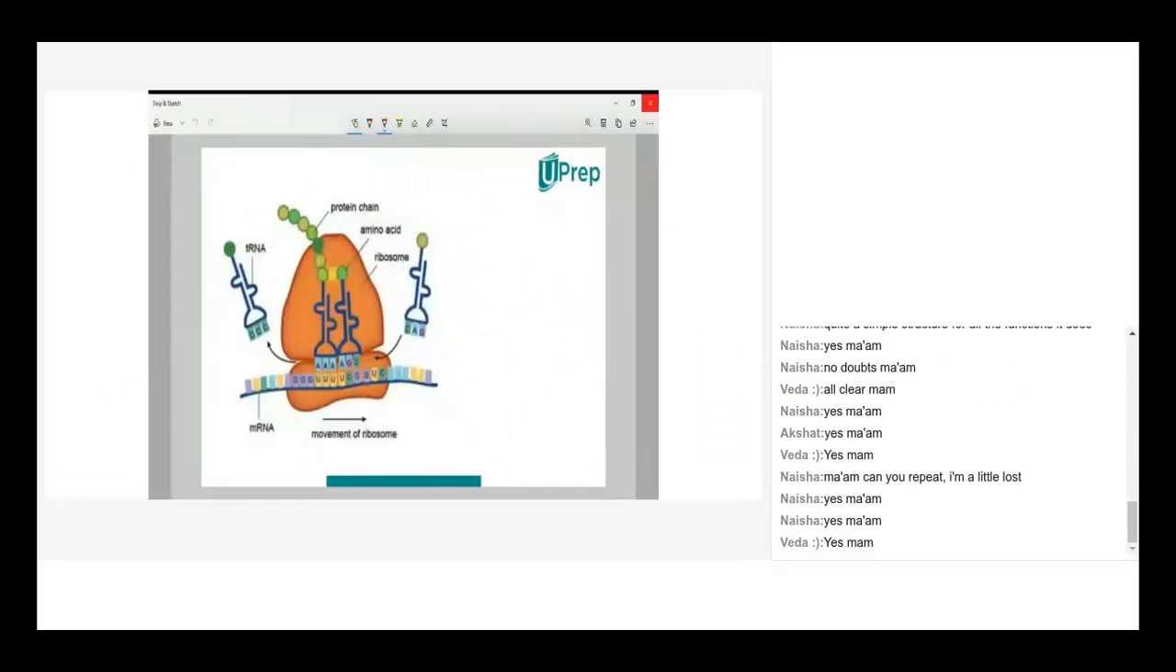Here, see, this is mRNA. On mRNA, you have various colored blocks. Can you see those blocks? Different colored blocks are there. Now these colored blocks are nothing but indicating the nitrogen bases.